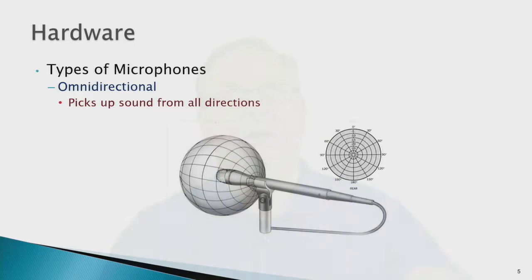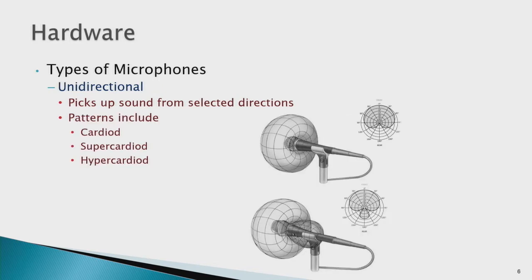So continuing on, also with the microphones, we have different types of pickup patterns. And these pickup patterns could be, in this particular case, omnidirectional, which picks up sound from all directions. But there's also unidirectional. And that means that the microphone primarily picks up sound from one direction.